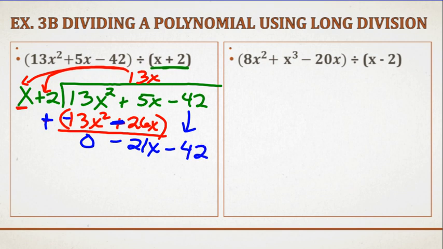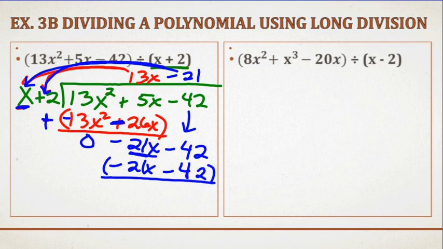Now I have to figure out what do I multiply x by to get negative 21x. I need to multiply that by a negative 21. So I want to make sure it's the same as this part right here. So negative 21 times x is a negative 21x, and negative 21 times 2 is a negative 42.